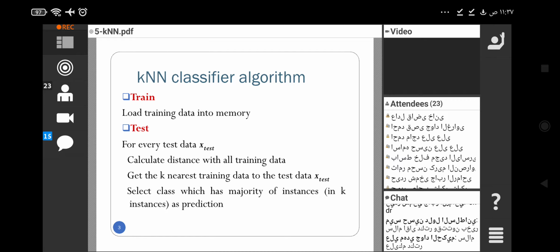So in the KNN classifier, the classification is based on the neighbors of the test data. We find the nearest neighbors, and based on those neighbors and the label of those neighbors, we do the classification. That's what we do in the KNN classifier.